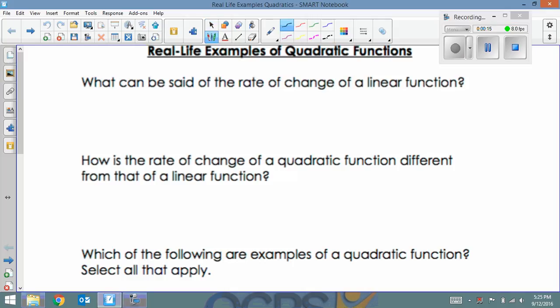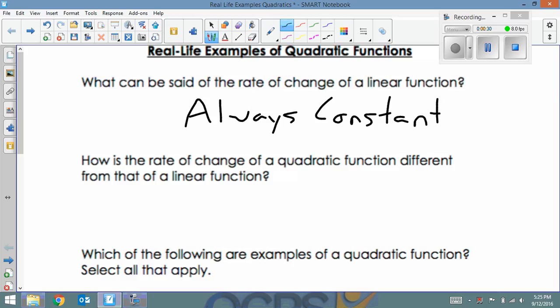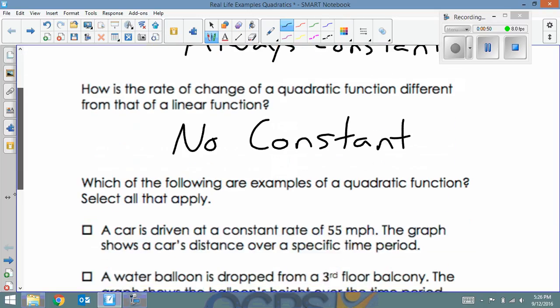It says here, what can be said of the rate of change of a linear function? The reason we know things are linear functions is because they are always constant. What I mean by that is that they have a slope. So they have a slope of some kind. It means it's always going up and over by the same amount every single time. The rate of change of a quadratic function is different from a linear function because they have no constant. It can rapidly grow or rapidly decline very quickly, so that's why we have no constant in this case.